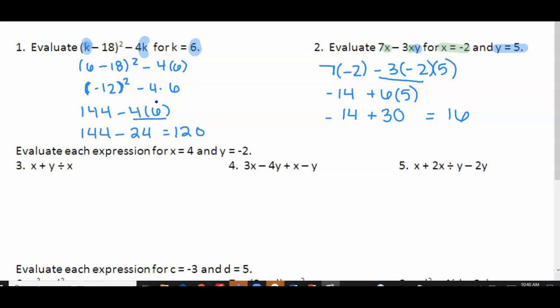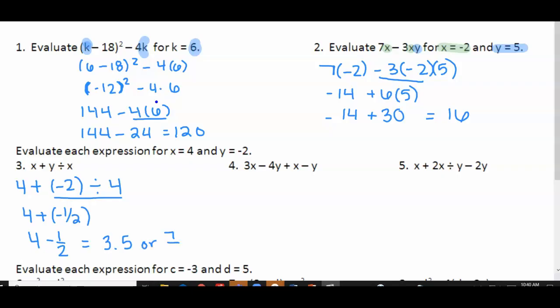In number 3, you have 4 plus negative 2 divided by 4. So again, order of operations says division comes first. So I get 4 plus negative 1/2, which is really the same as 4 minus 1/2, which is 3.5. If you had it as a fraction, it's 7/2.